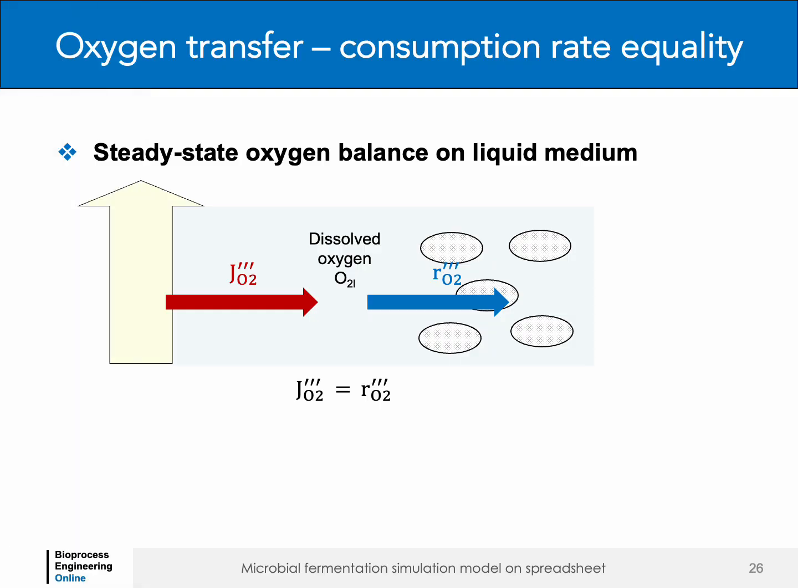In aerobic fermentation, a fundamental relationship is the instantaneous oxygen balance in the liquid medium inside the fermenter, which states that at every instant, the volumetric oxygen transfer rate is equal to the volumetric oxygen consumption rate by the microbial cells. Under these conditions, the maximum volumetric oxygen consumption rate that can be achieved is therefore equal to the maximum volumetric oxygen transfer rate in the fermenter.